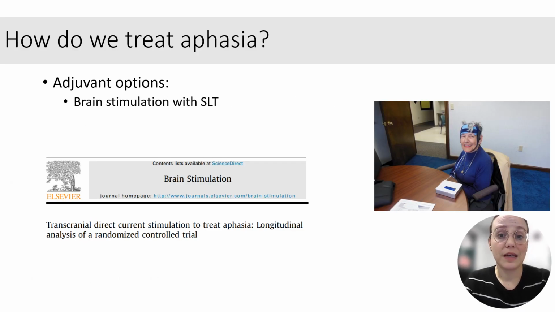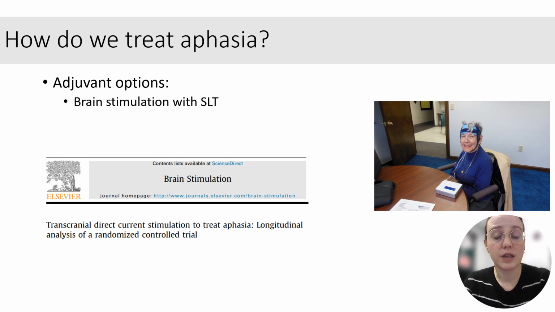While speech therapy is absolutely the gold standard for treating aphasia across all the time courses of aphasia from acute to chronic, there are some new options that are being made available and being evaluated. We call these adjuvant options or additional options that should coincide with speech therapy. So these are not meant to be done alone without doing speech therapy. They're meant to add on to the effectiveness of speech therapy.